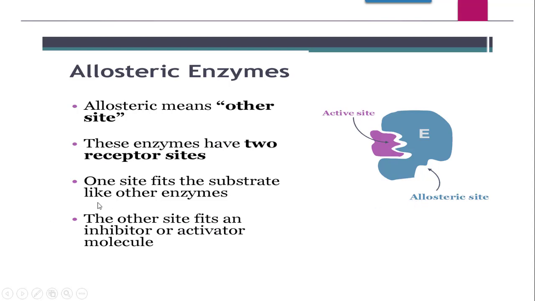One site fits the substrate like in other enzymes. This is the substrate which fits the enzyme, and the other site fits an inhibitor or activator molecule. So at the allosteric site, another molecule will come into the picture, which might be an activator or an inhibitor, and it will fit in and cause conformational changes. What they are, we will see.